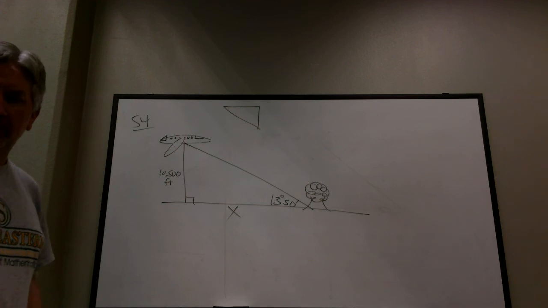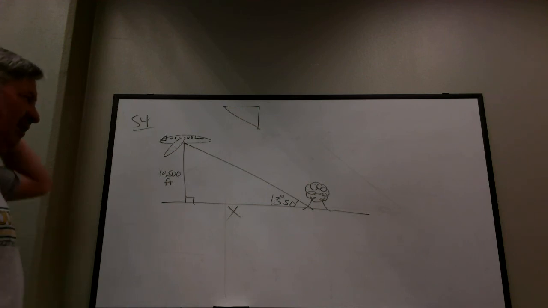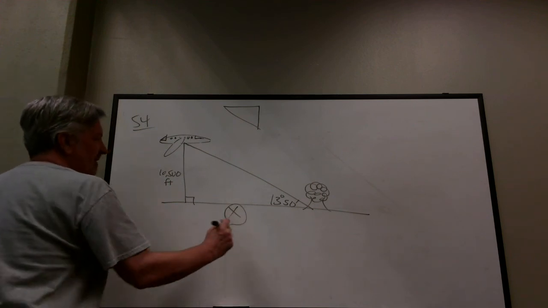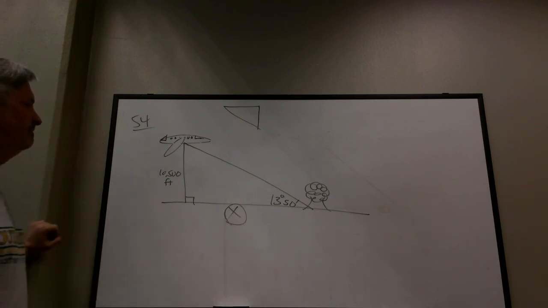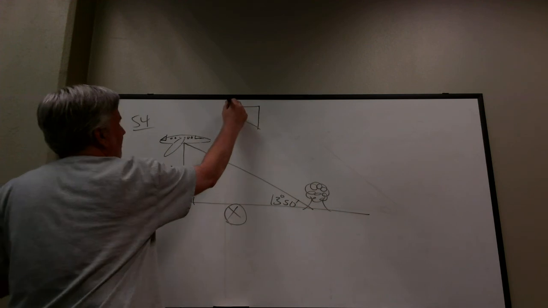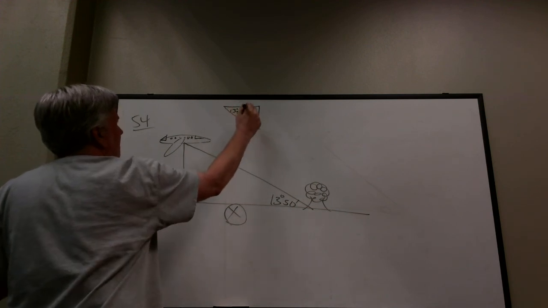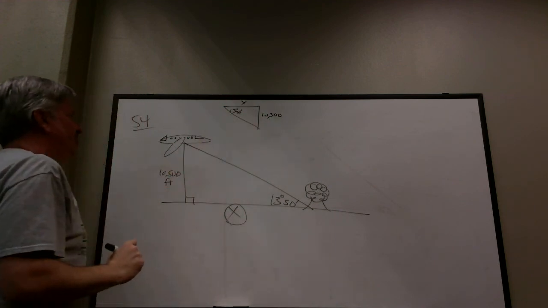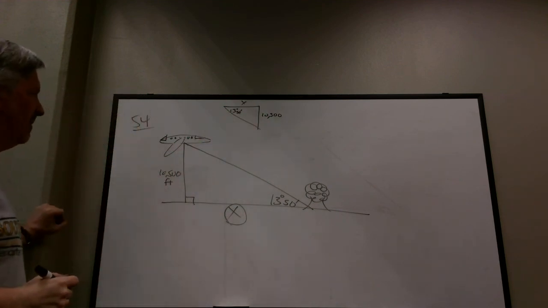So the hard part here is just drawing the picture. Once you have the picture, it's not a hard problem. They didn't ask for everything. All they wanted was this distance right here. So if you had drawn it this way, I would have the 13 degrees 50 minutes here, I would have the 10,500 here, and that would have been my X. But these are congruent triangles, so it doesn't matter.